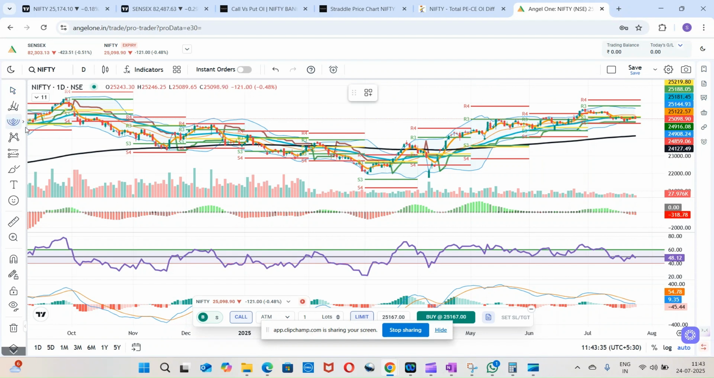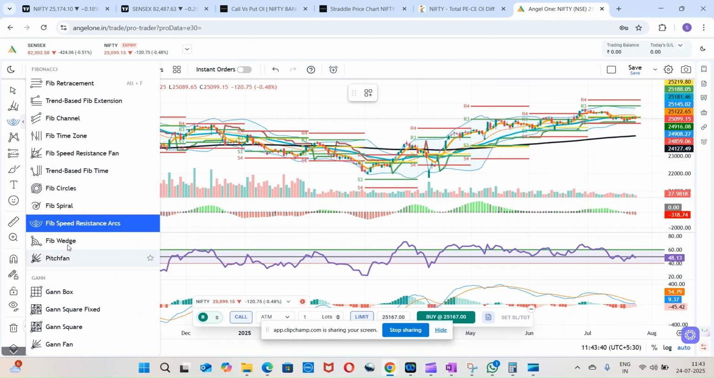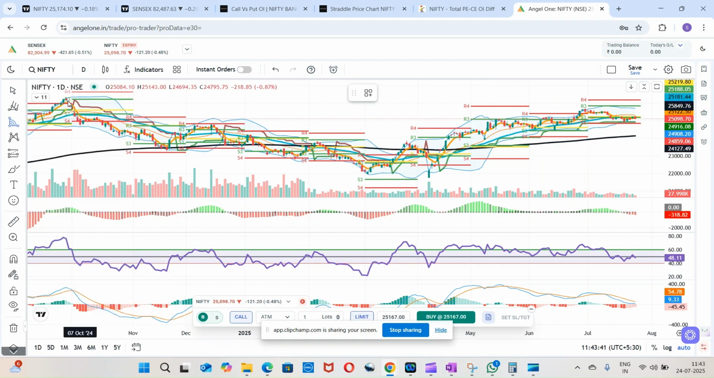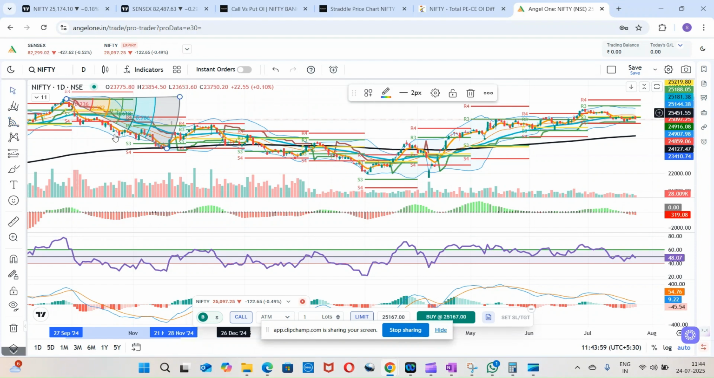Now the next one is the Fib wedge. So for the Fib wedge, you draw a wedge from this inflection point to here, and this wedge will form like this. Okay, so this is a wedge. So yeah, if it crosses 0.16, the trend is continuing. Okay, that's what it is.